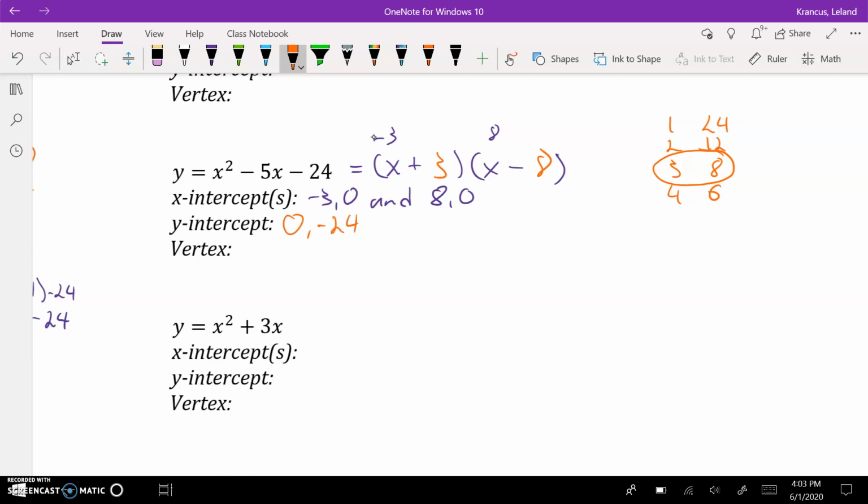And then to find the vertex, we need to know the x value of the vertex, so we can put that into our equation and calculate the y value of the vertex. I'm going to do a sketch again. So we have intercepts at 3 and negative 8. I'm just kind of eyeballing where these are. They don't have to be exact. And we have a y-intercept at negative 24, so it'd be somewhere way down here.